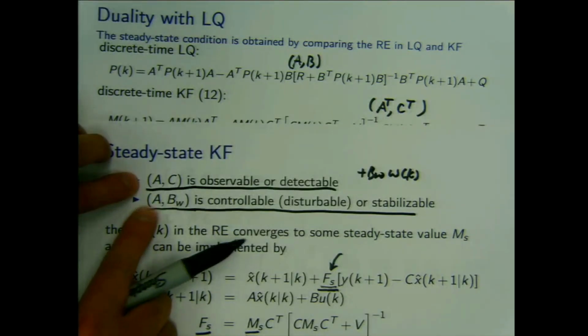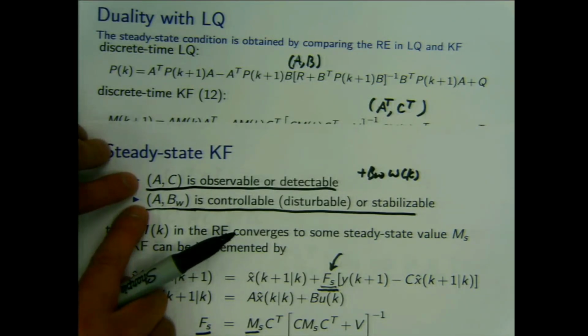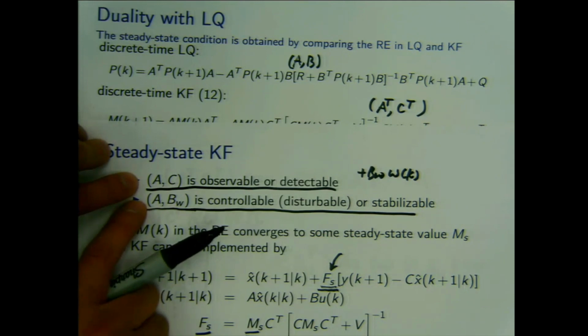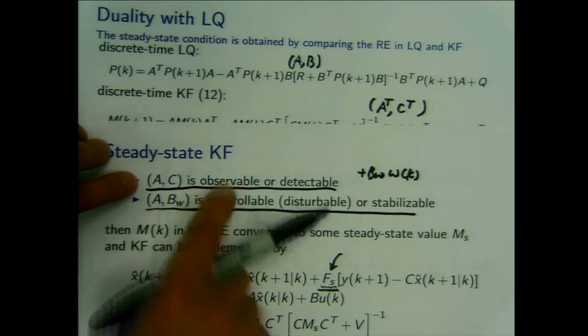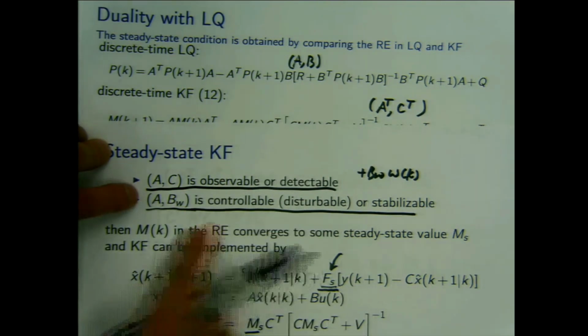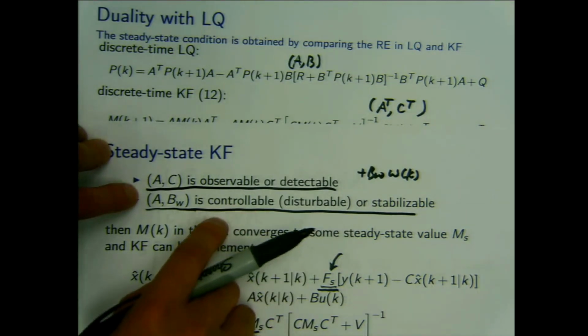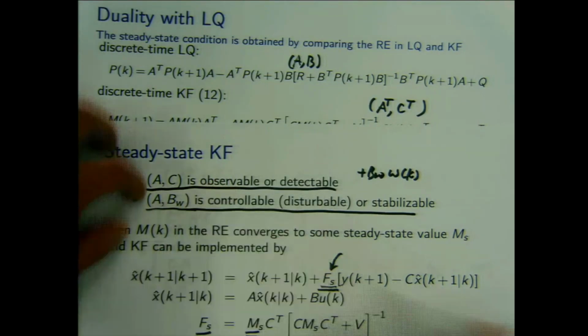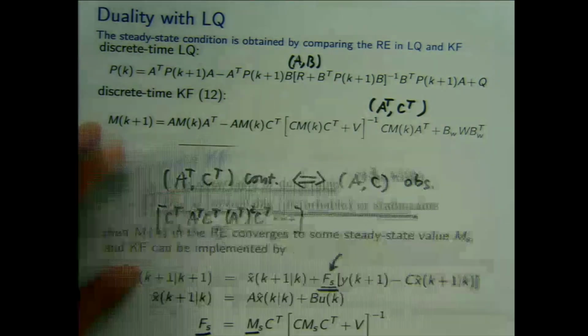So someone tell me, which of the conditions here are for the convergence of the Riccati equation? So it's observable. This is the difference. It's not the controllability condition that makes the Riccati equation converge. It's this guy. It's the observability condition that makes the Kalman filter converge. Okay?